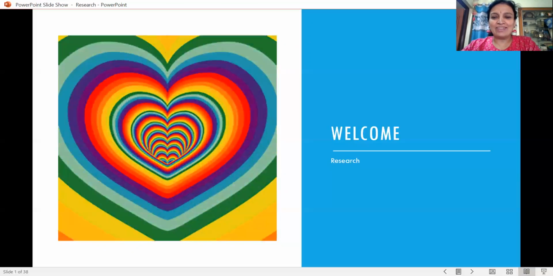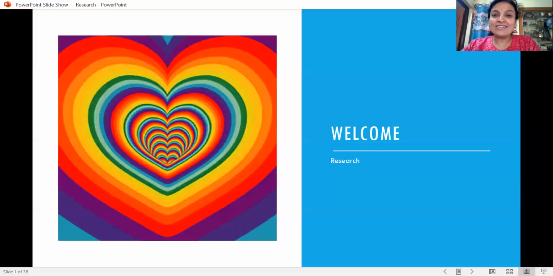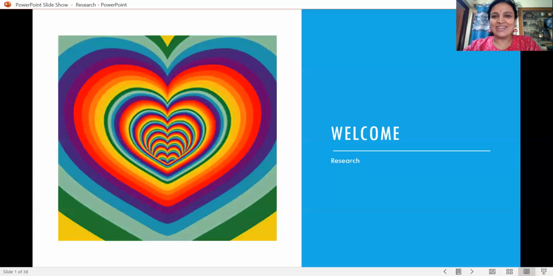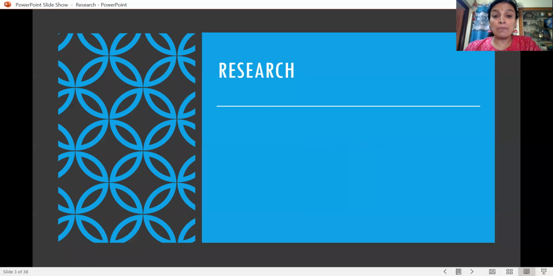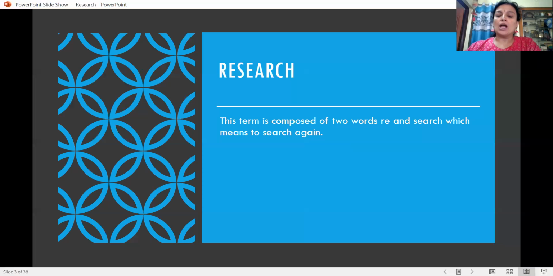So let us start with the understanding of research. Here we have to understand the subject. We have to go to the deeper part of it. So what is research? First, the question arises. The term is composed of two words here. Research. Re is one word, search is another word.